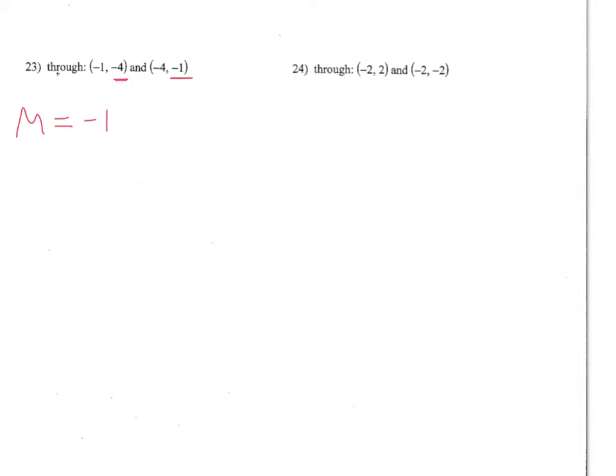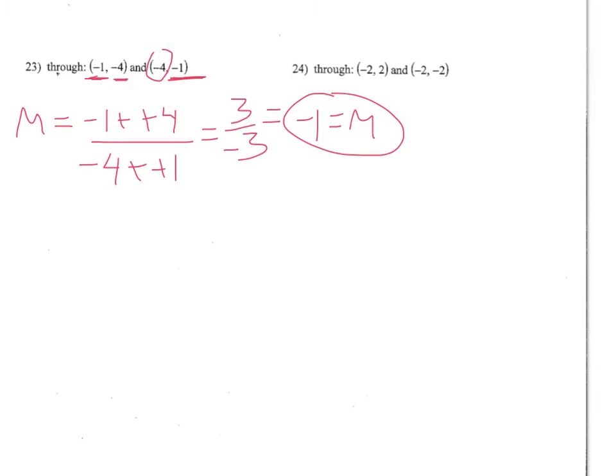So I'm going to do negative 1 minus negative 4, which becomes negative 1 plus 4. Right, that's in the top. So negative 1 plus 4 is 3. And then since I started with this negative 1, I have to start with this negative 4. So I'm going to have negative 4 minus this negative 1. So that becomes negative 4 plus 1, which is negative 3. And when you divide that, that simplifies to negative 1. So that's my slope.